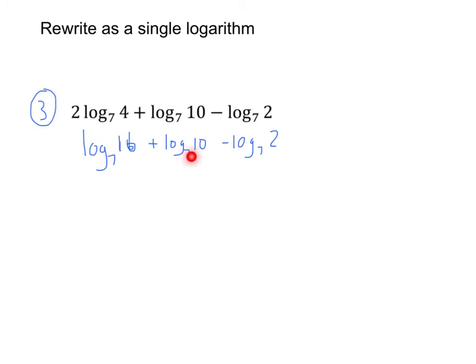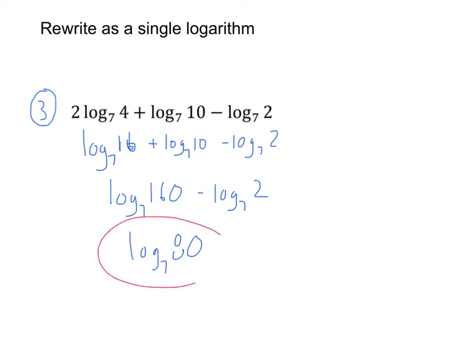Now if I add these two logarithms, that's going to become log base 7 of 16 times 10, which is 160, minus log base 7 of 2. Then if I subtract these two logarithms, that will become log base 7 of 160 divided by 2, which is 80. So this whole mess here is actually equal to log base 7 of 80.